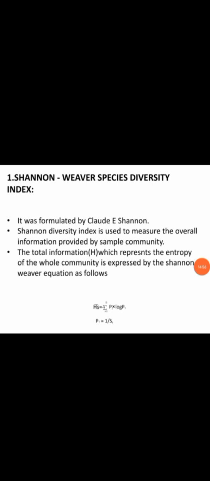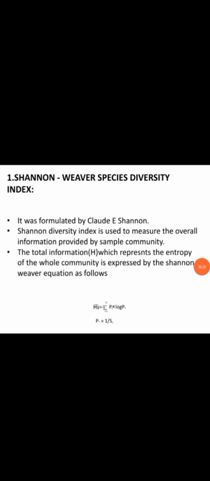First one is Shannon-Weaver species diversity. It was formulated by Claude A. Shannon. The Shannon Diversity Index is used to measure the overall information provided by the sample community. So, by this diversity index, we can measure the overall information provided by the sample community.